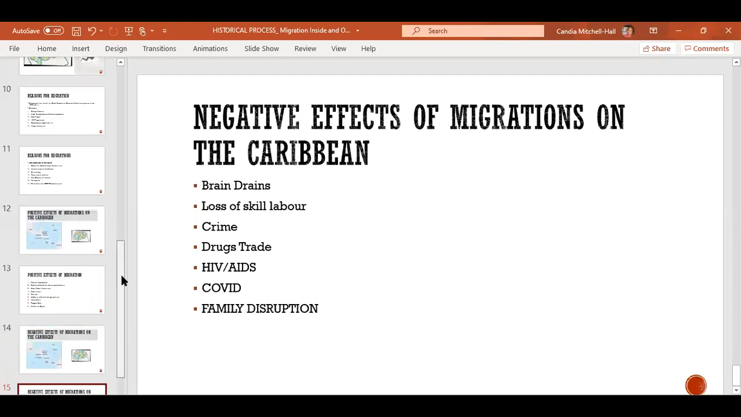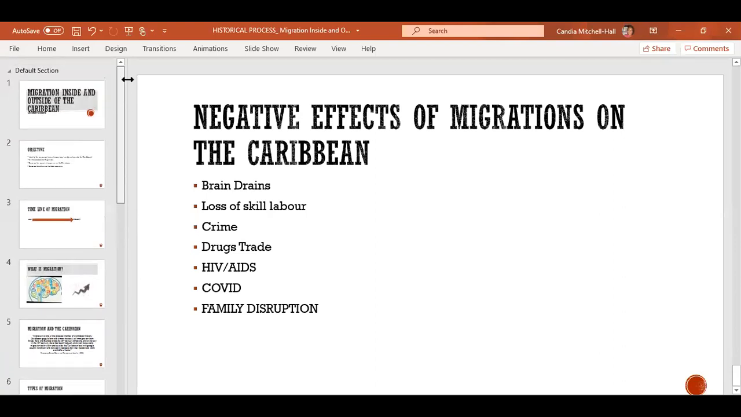We continue to look at migration and external migration on Wednesday. Tomorrow, you use the time to do the multiple choice questions on Google Classroom.